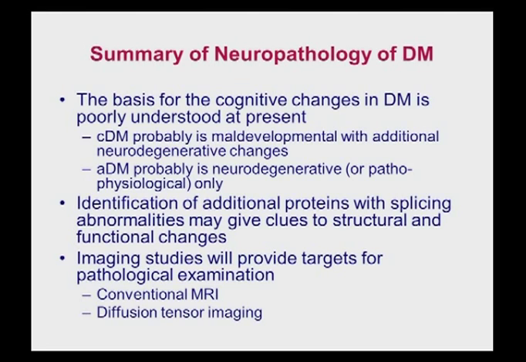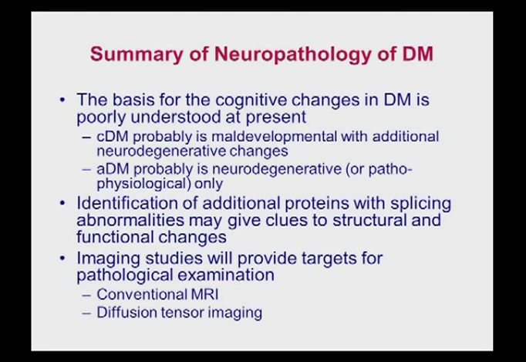So to summarize the neuropathology at this point, we don't know very much. It's really very poorly understood. We think that the congenital form is largely maldevelopmental, and there may be some additional neurodegenerative changes that occur throughout the lives of these patients. They do tend to get greater ventricular dilatation throughout life. And the adult form is probably neurodegenerative or perhaps just functional. Maybe just the fact that, very similar to the myotonia, you have abnormal receptor function that is primarily a pathophysiological disease and not so much a structural pathology disease.